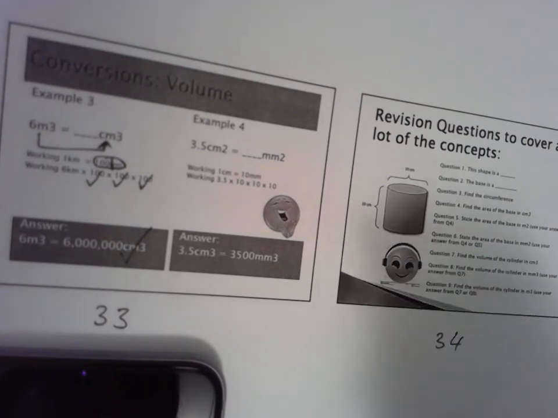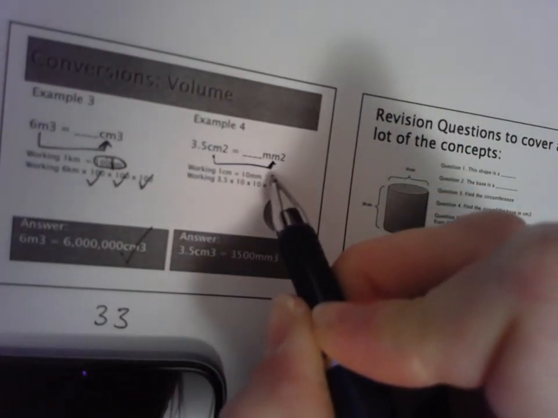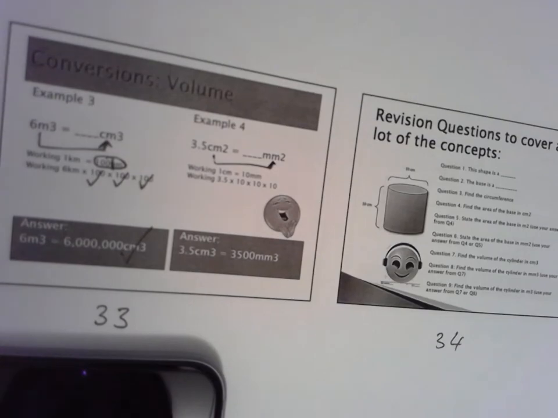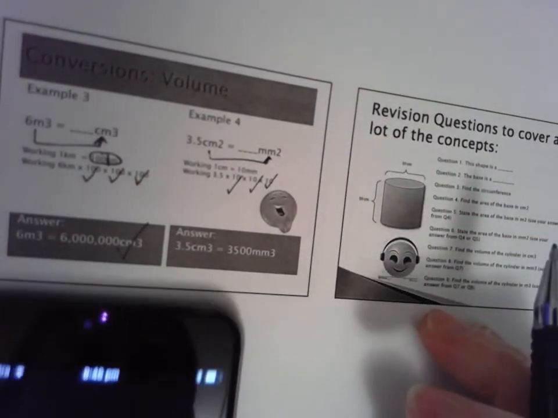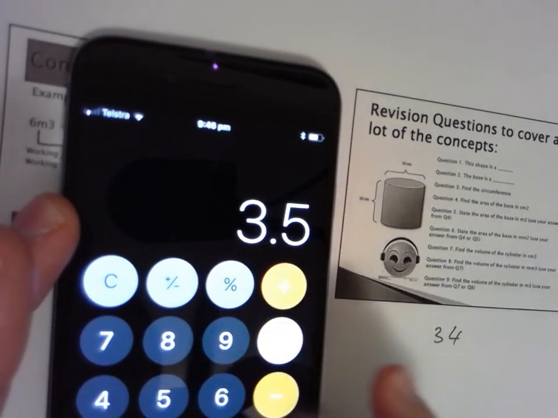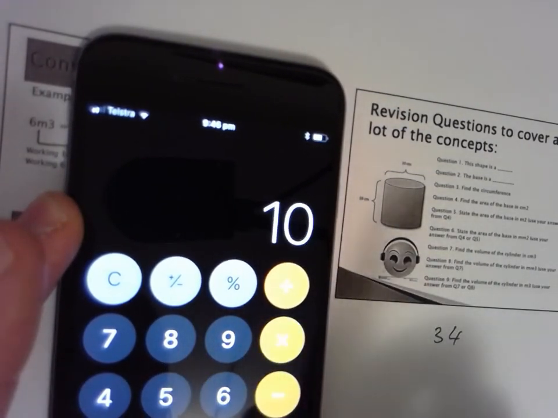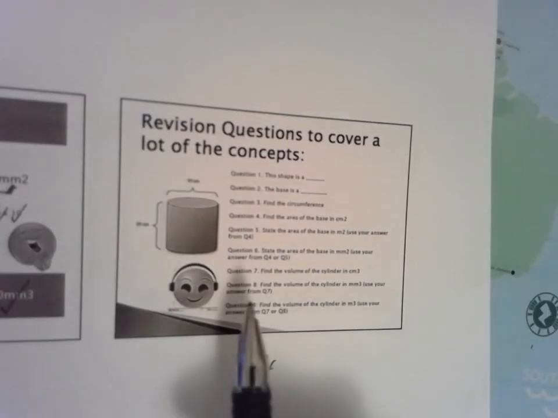Alright, so we go 3.5 centimeters to millimeters. Centimeters to millimeters is times by 10. And we do it 3 times. 1, 2, 3. 3.5 times 10 equals, times 10 equals, times 10, 3 times, equals 3,500. Okay, I'll do these in another video.